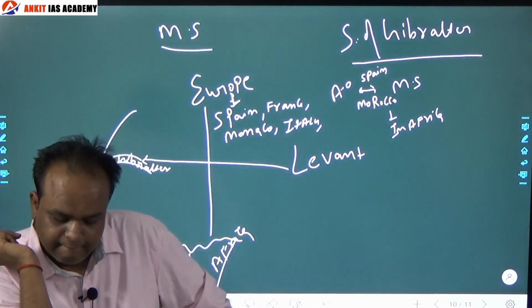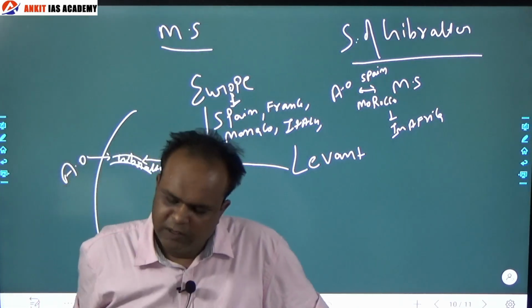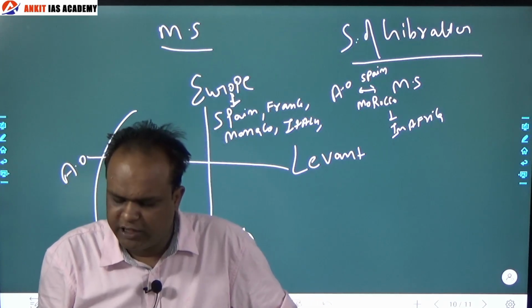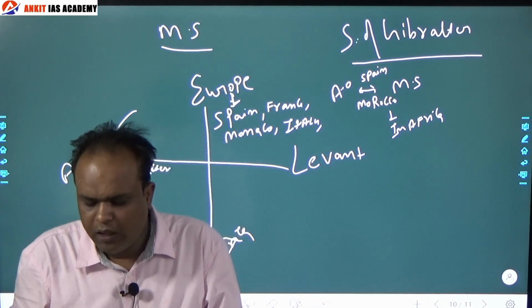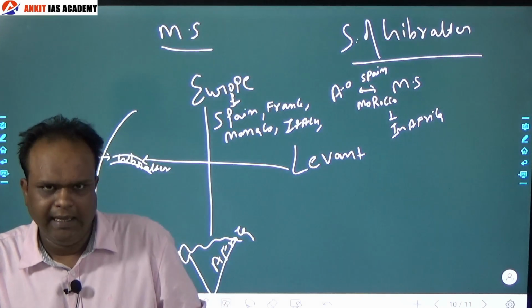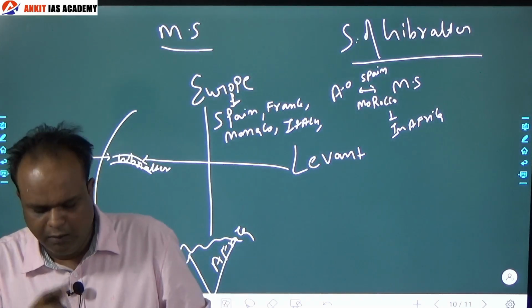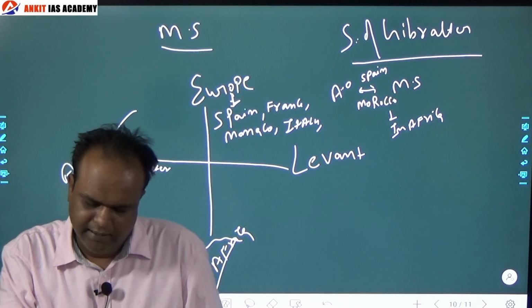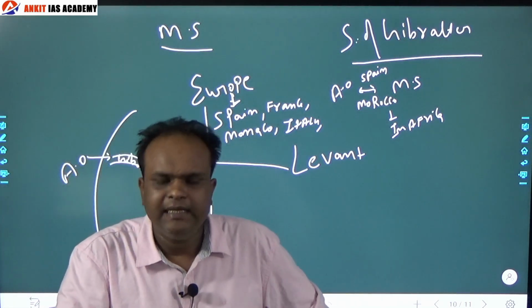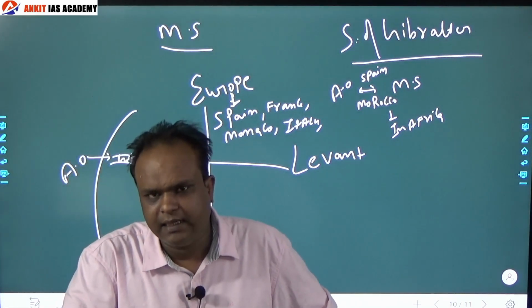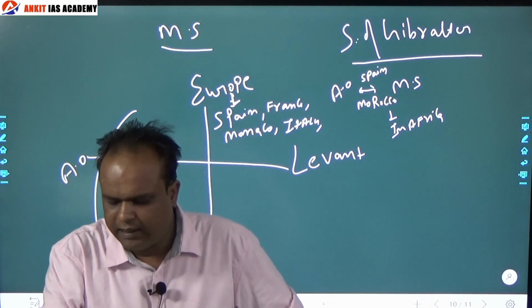Note down. Spain, France, Monaco, Italy, Slovenia, Croatia, Bosnia, Montenegro, Albania, Greece.